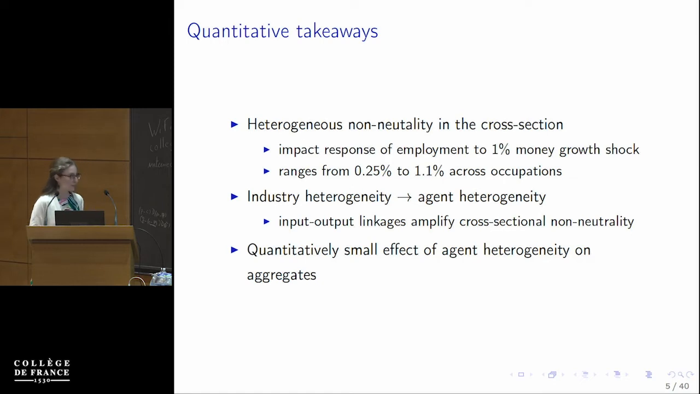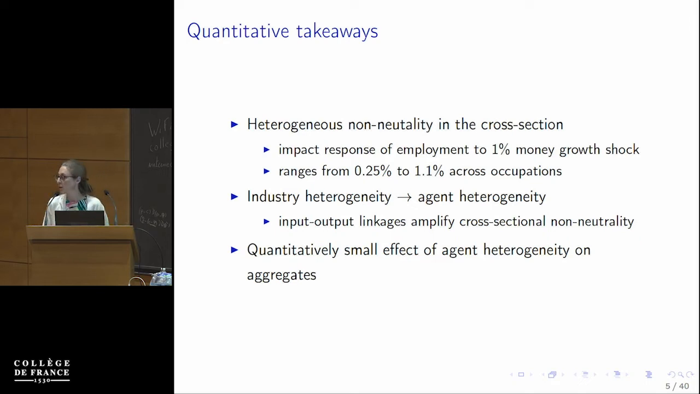This was a preview of the main theoretical mechanism. I also have a somewhat preliminary calibration where I take the model to the US data, and I look at the cross-sectional effects of monetary policy on workers in different occupations. And I find that even just from accounting for different price stickiness across sectors, the impact response of employment to a 1% money growth shock is very heterogeneous across people, it ranges from 0.25% to 1.1% across occupations. And I find that a lot of the heterogeneity is actually driven by heterogeneity in price stickiness across industries, and not as much from direct heterogeneity in wage rigidities. And again, the aggregate effects are actually instead quite small.